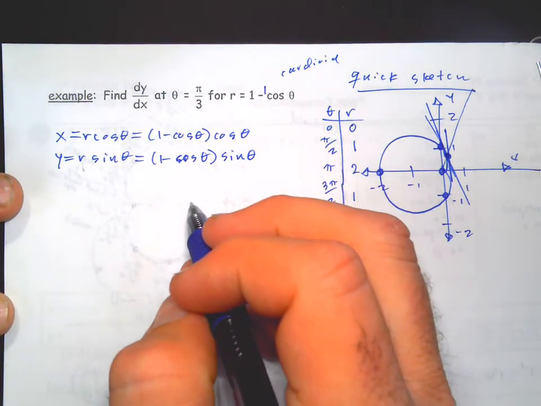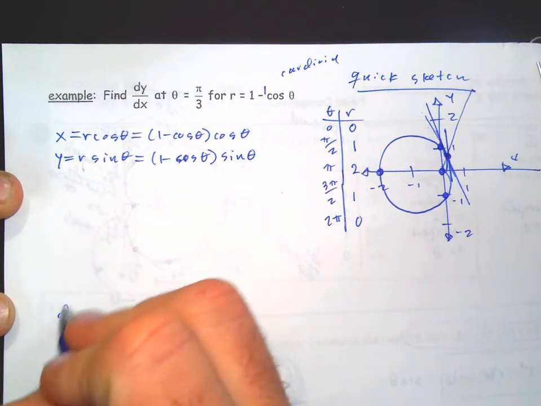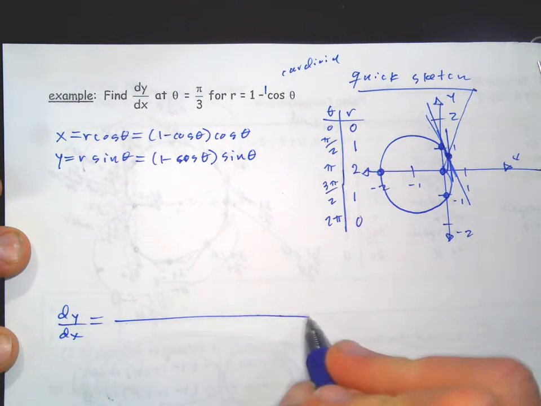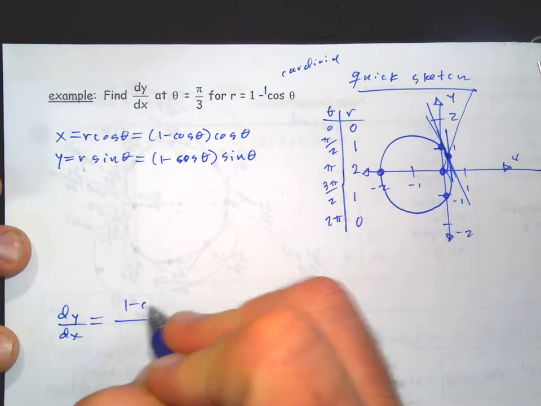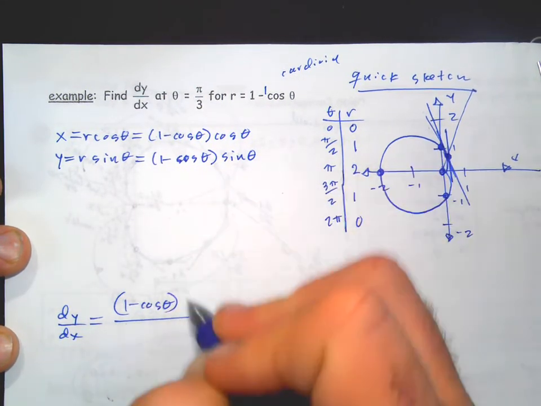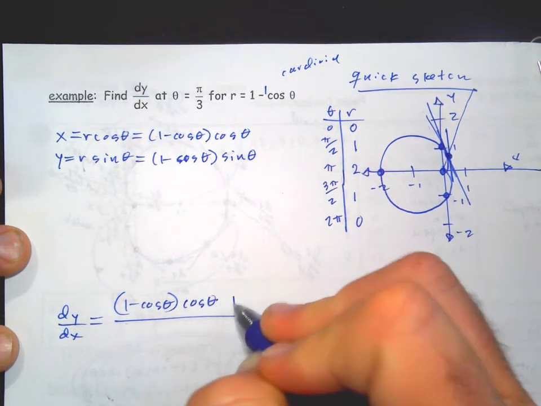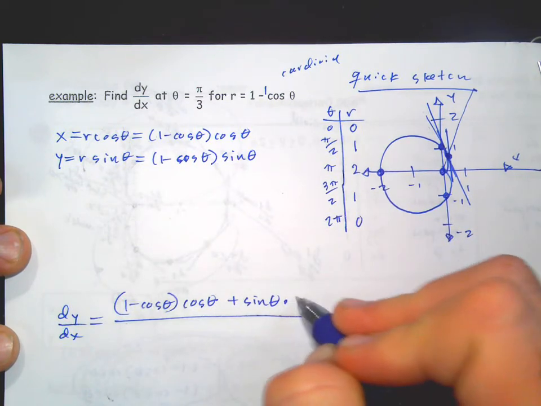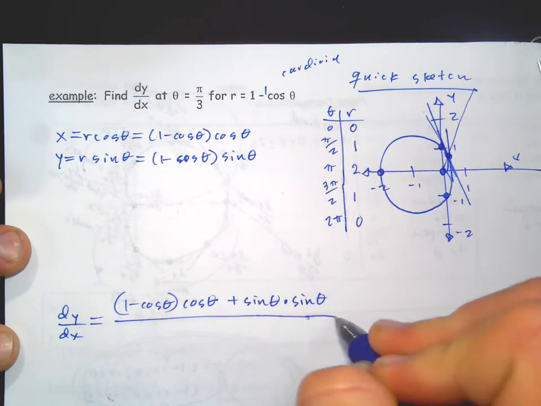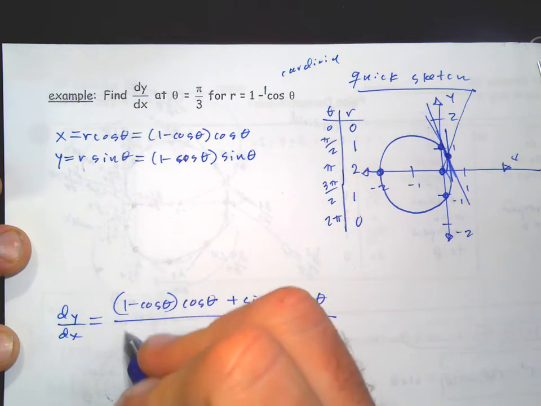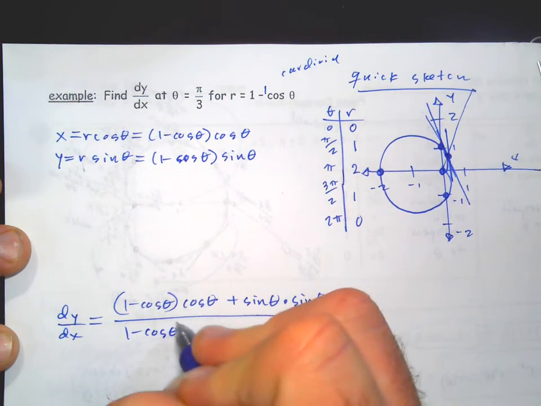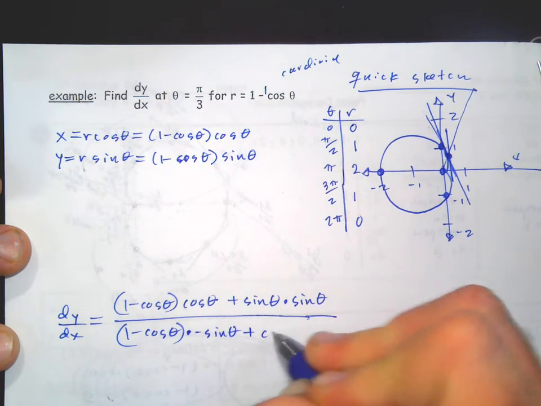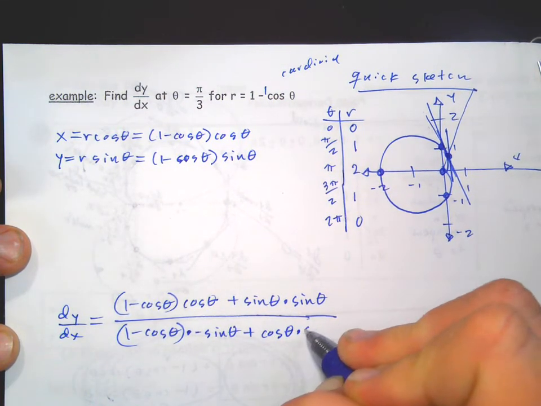If you feel comfortable, you could jump down to dy/dx and do dy/d theta on top. So (1 minus cosine theta) times the derivative of sine, which is cosine, plus sine times the derivative of that, which is sine. And then on the bottom, it's going to be dx/d theta: (1 minus cosine theta) times the derivative of cosine, which is negative sine, plus cosine theta times sine theta. There you go.